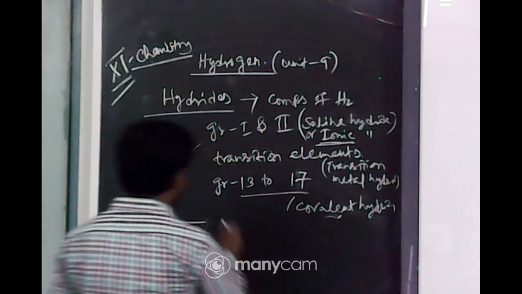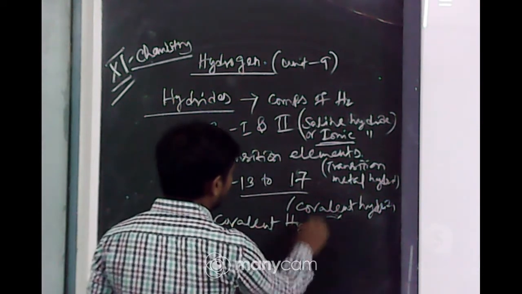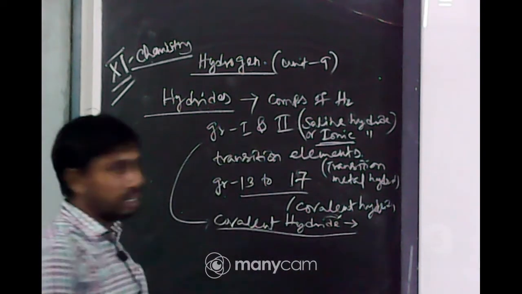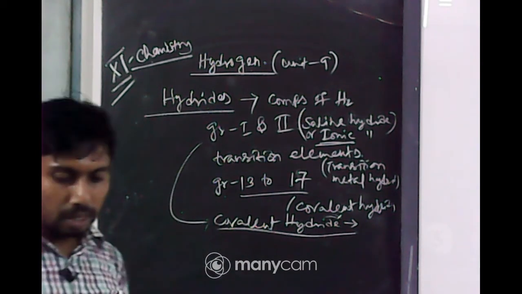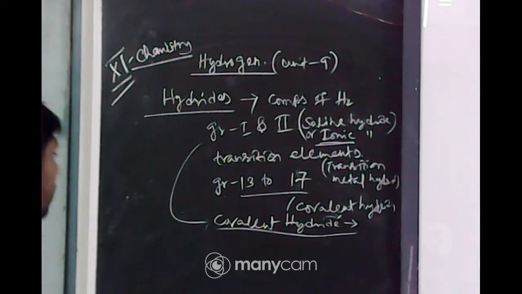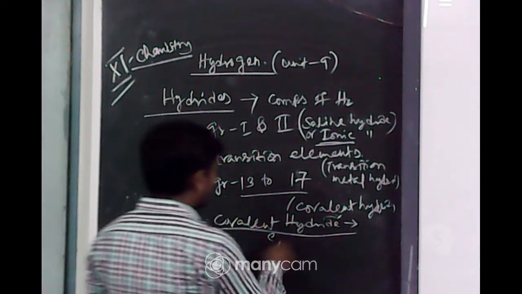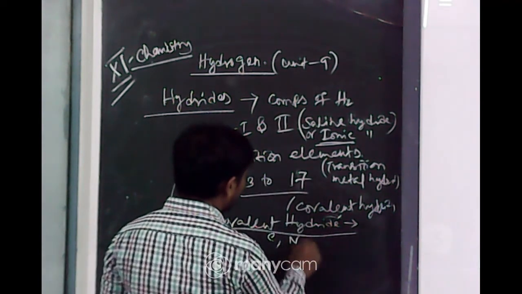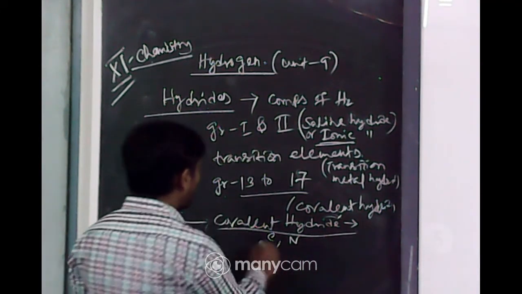Next one is covalent hydride. You may be asked to write a short note on hydrides, then you have to mention all of these. Now covalent hydride, that is group 13 to group 17. Generally carbon, nitrogen and others form hydrogen compounds, that is hydrides. Carbon forms CH4.